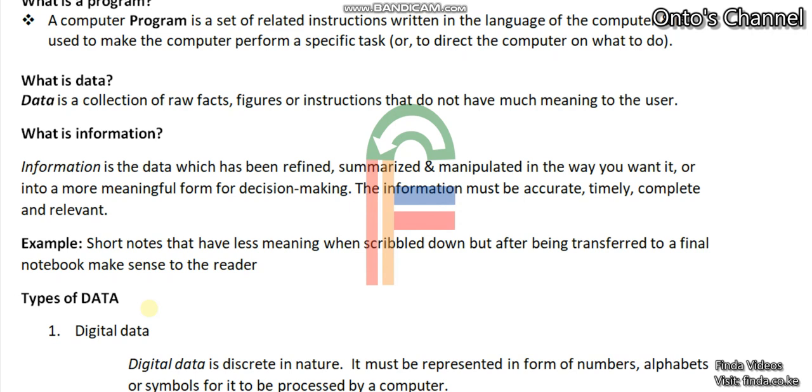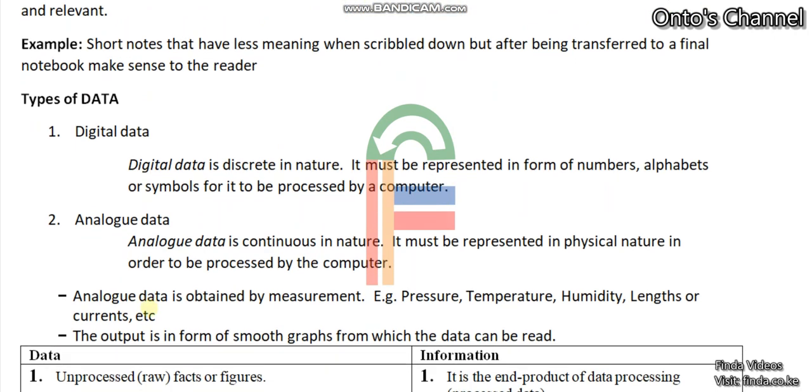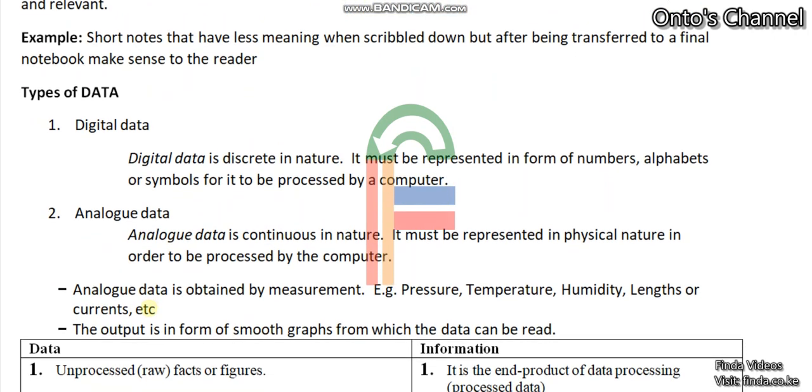Now somebody may ask you to give types of data. We have two types of data. You can see on your screen we have digital data and analog data. Digital data is discrete in nature. It must be represented in the form of numbers, alphabets, or symbols for it to be processed by a computer. So digital data is obtained by counting, e.g. 1, 2, 3, A, B, C, D. Now that is digital data.